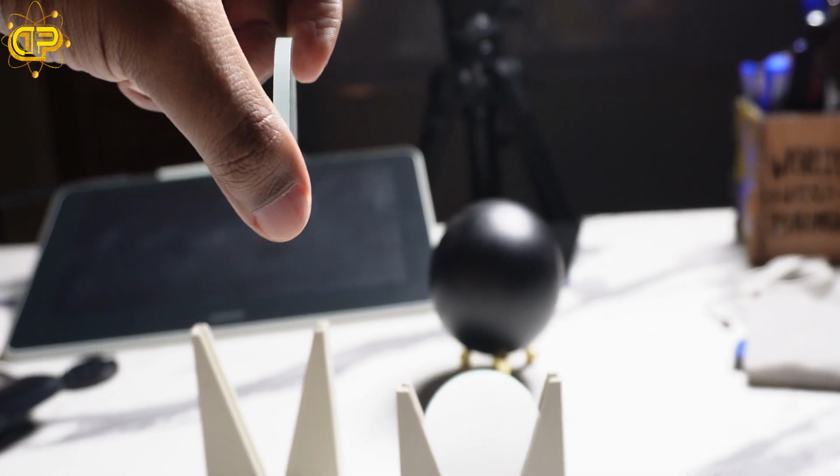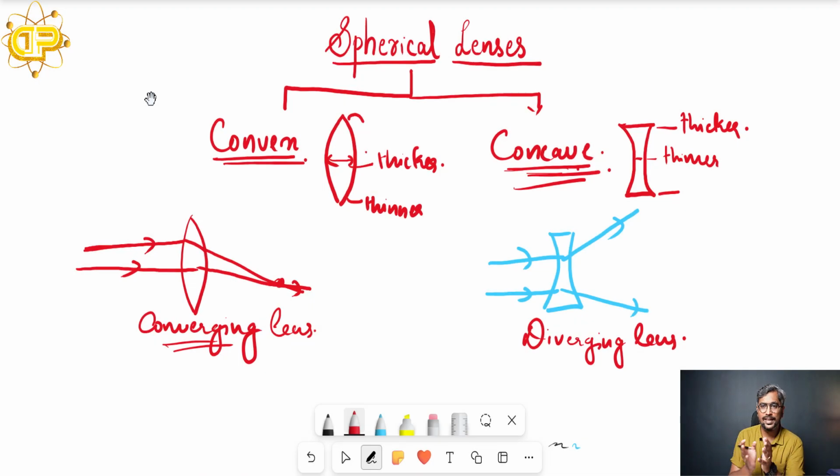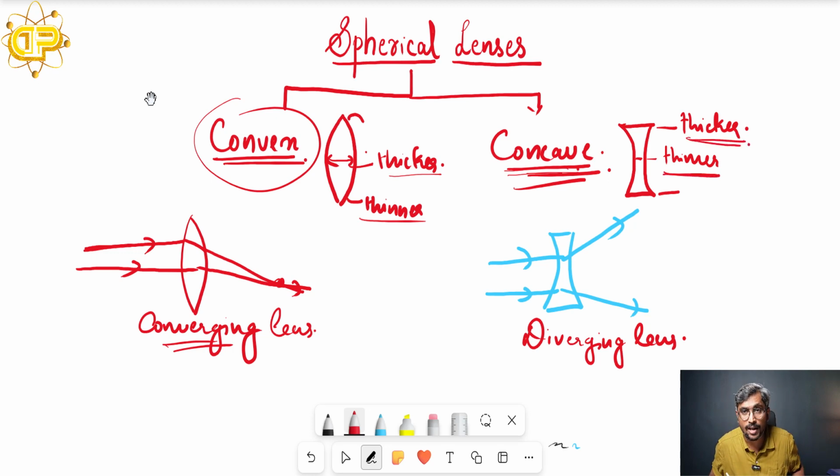This lens is the concave lens. Here the thickness is very less. That is why thin lenses are not convenient in the camera, but still you can see the convex lens is such that the middle portion is thicker and the edges are thinner. Whereas in a concave lens, the middle portion is thinner and the edges are thicker. So this is all about a concave and convex lens.